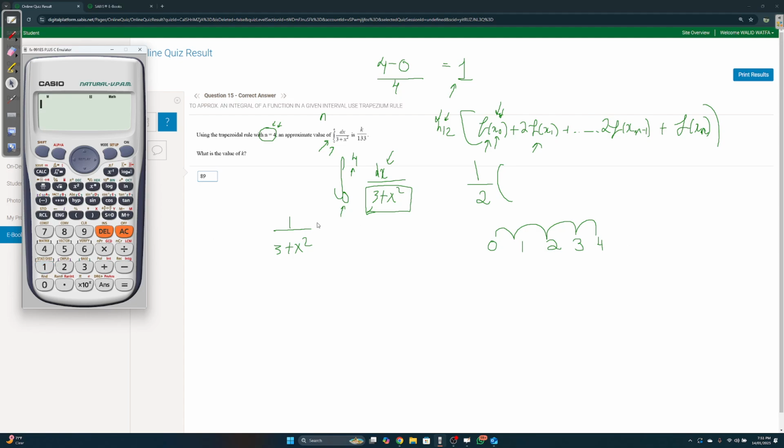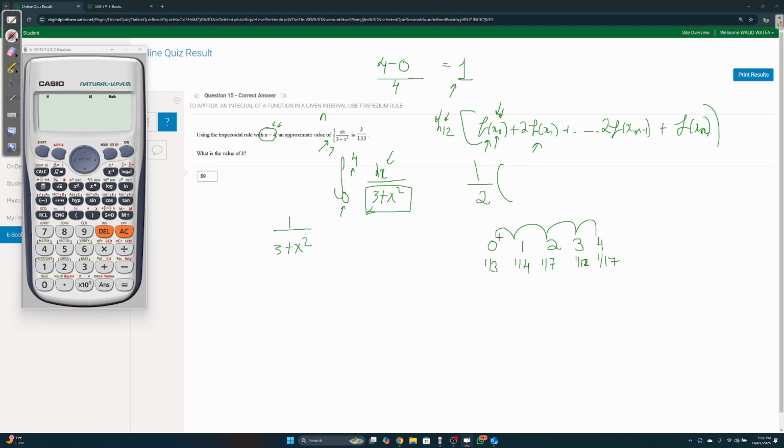So we substitute 0. Obviously 0 will get you 1 over 3. Substitute 1, you'll get 1 over 4. Substitute 2, you're going to get 1 over 5? No, sorry, 1 over 7, because 2 squared is 4 plus 3 is 7. Substitute 3, you're going to get 1 over 12. Substitute 4, you're going to get 1 over 17.